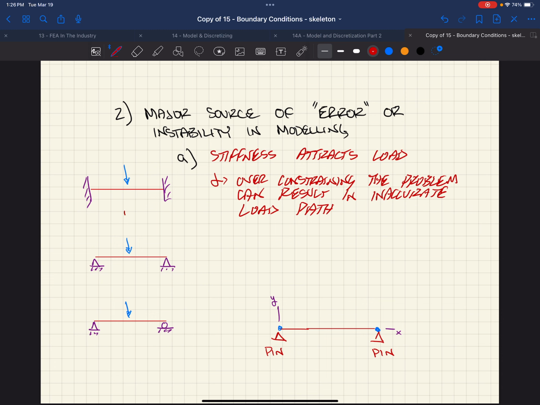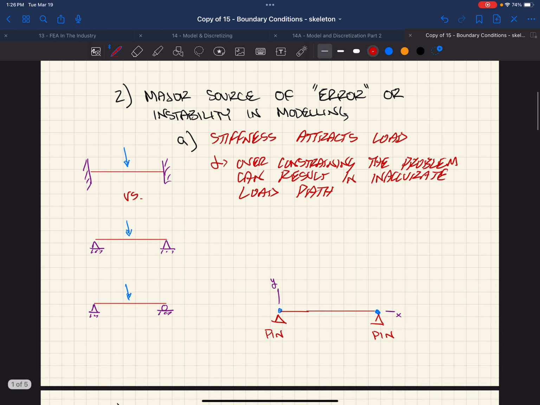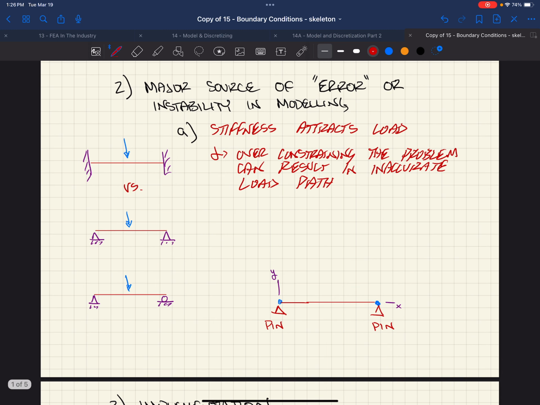Right, fixed versus pinned. We can also release too many degrees of freedom, which can lead to instability or inadequate load path, right? So we kind of have to find this happy balance or happy medium where we're essentially trying to model as closely as possible the mathematical model, which is a representation of the real world, or the simplification of the real world that we conducted, and that we're happy is adequate in representing the real world, right?